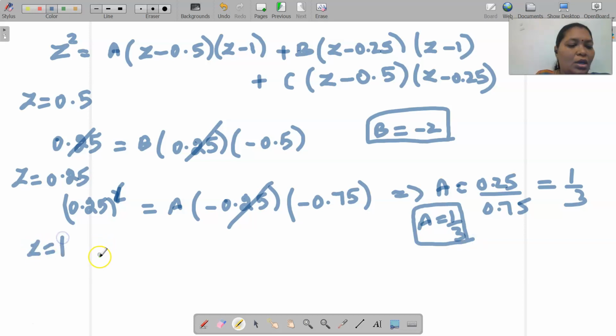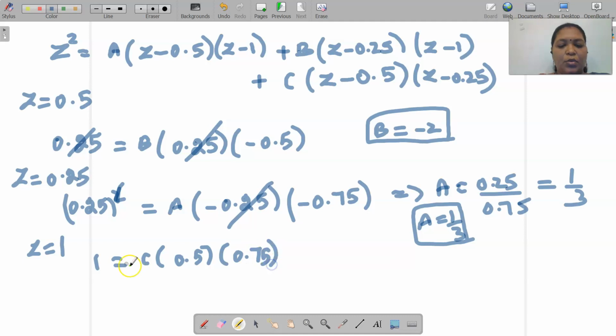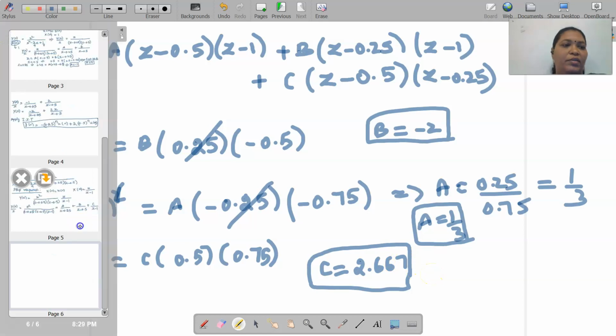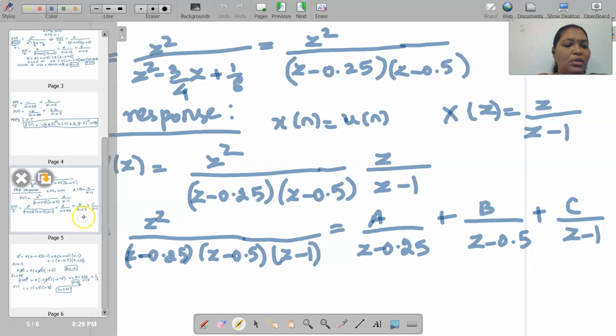Finally, substitute z is equal to 1. So 1 square is 1, and we can find out the C value. 1 minus 0.5 is 0.5, 1 minus 0.25 is 0.75. So 1 divided by this value, we can find out that it is 2.666, and it will be going on. So we can write C is equal to 2.667. So A equal to 1 by 3, B equal to minus 2, C equal to 2.667.